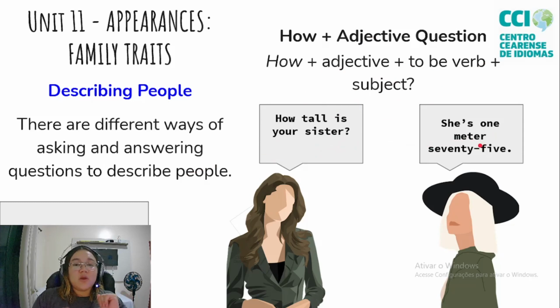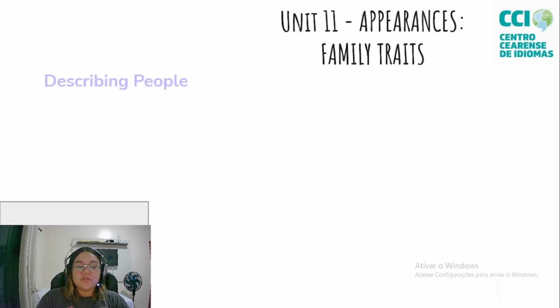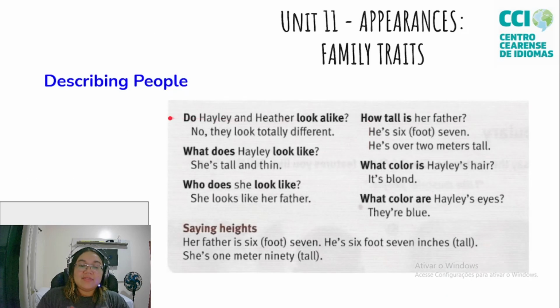When we answer questions about height, we just say the number, okay? So she is 1 meter 75, right? We don't have to say she is 1 meter 75 tall. You can say that. You can add the word tall at the end, but you don't have to. If you just say the number, they will understand. So now we're going to see this table here that sums up everything that I just said.